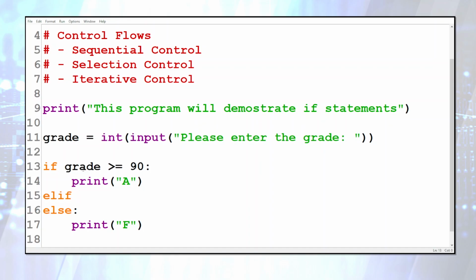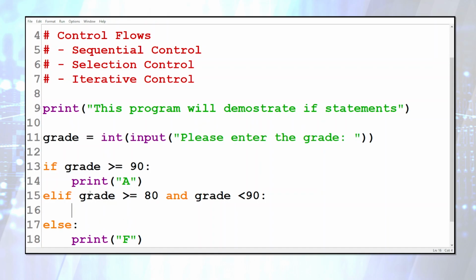So we have if, the first one, grade greater or equal to 90. The next one, we want to see if a grade is between 80 and 90. So I'm going to have if grade is greater or equal to 80 and grade is less than 90. We want to check both sides to see if it's greater than or equal to 80 and also less than 90. If that's the case, I want to print B. So that is letter grade B.